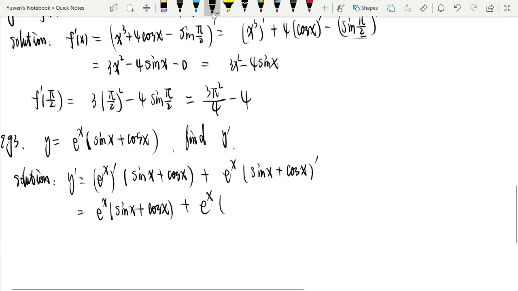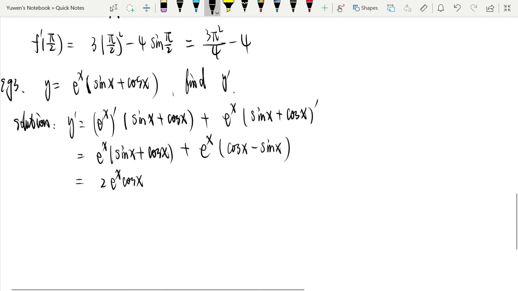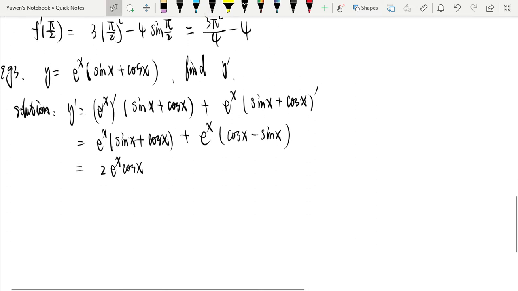The first function, sine x, the derivative of sine x is cosine x. The derivative of cosine x is negative sine x. So adding together, that is 2 e to the x cosine x. That's the product rule.